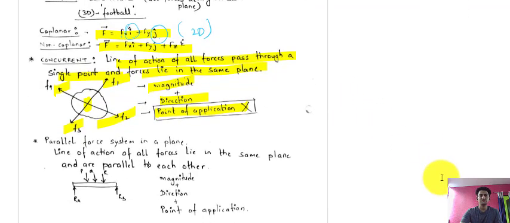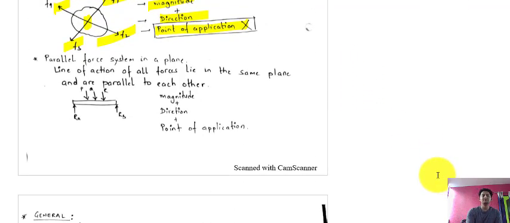In case of a parallel force system, parallel means the lines of action of the forces are parallel to each other. You can say the line of action of all the forces lies in the same plane and is parallel to each other. Then it is said to be a coplanar parallel system. When the forces lie in the same plane, that means coplanar, and when their line of action is parallel, that means they are parallel. So suppose this is a beam where these three forces are acting and their lines of action are parallel to each other. So this is a coplanar parallel system, and in this case we need the value of magnitude plus direction of the force plus the point of application of the force.